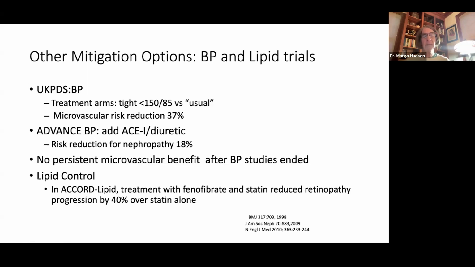As far as lipids goes, a trial called the ACCORD trial, again, a type 2 trial done in patients further along in their disease, not right at the beginning of diagnosis. They randomized people to fenofibrate and statin versus statin alone. And what I think is really surprising is that this showed improvement in progression of retinopathy with the addition of the fenofibrate. And we probably do not give enough emphasis on this as a treatment option.